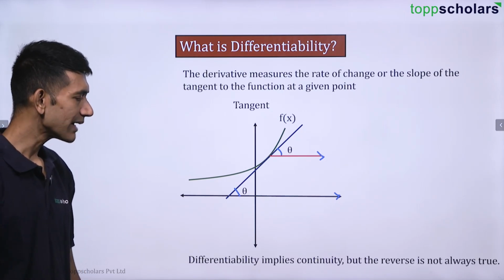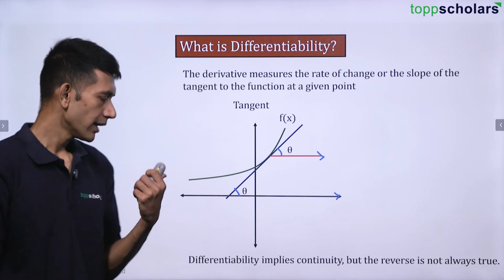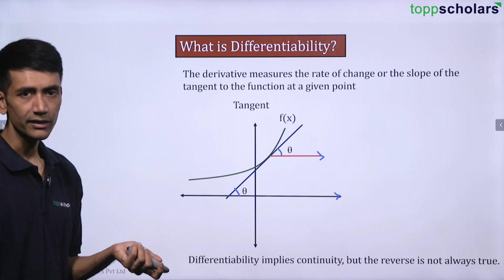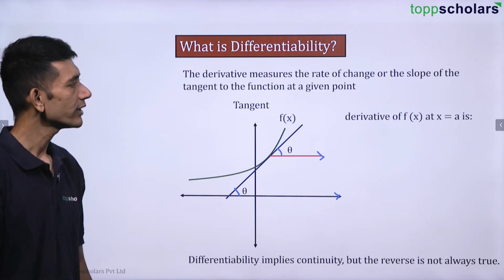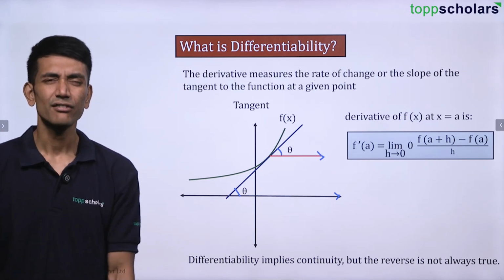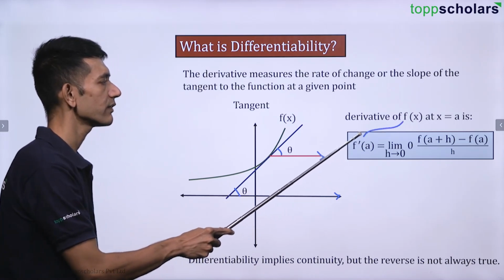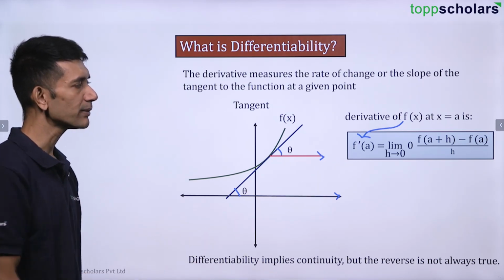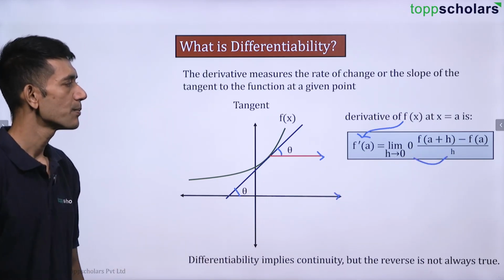So differentiability implies continuity, but the reverse is not always true, correct? That is, if the function is differentiable, then it is definitely continuous. But if the function is continuous, it's not necessary that it is going to be differentiable. All right? Okay. So the derivative of f(x) is, this is the formula, and we have also studied this in the first principle, right? That is f'(a). This is how you read it. The derivative of the function f(x) is f'(a) = limit h tending to 0 of [f(a + h) - f(a)] / h.